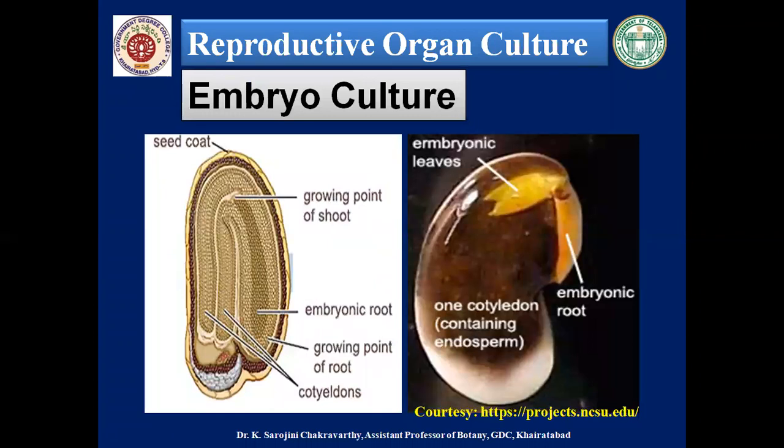Now this is another picture which shows the parts of the embryo. You have the two cotyledons. This is the growing point of root, that is radicle, and this is the growing point of shoot, that is the plumule, and this is the seed coat. This is one of the cotyledons, and this is the embryonic root. So this is the same thing.